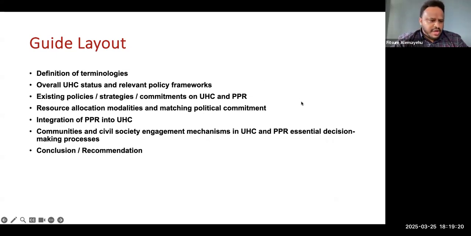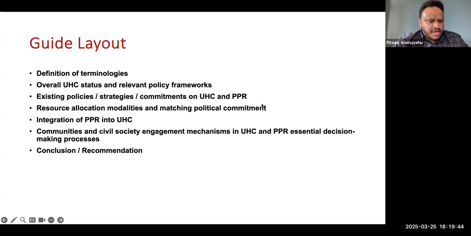We also looked at how resources are being allocated, what kind of resource modalities are in place, and what kind of matching political commitments support the resource allocations. The other very important part is how PPPR is integrated into UHC, which is very critical especially for communities to understand.